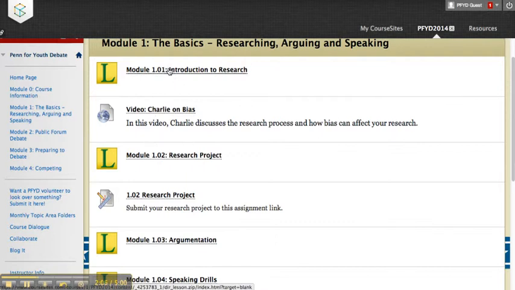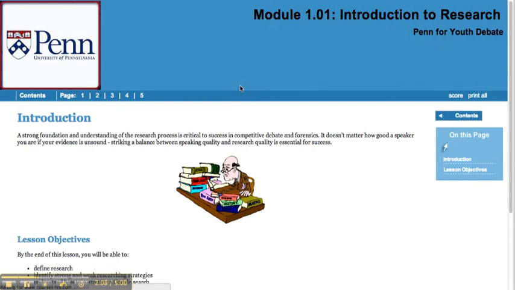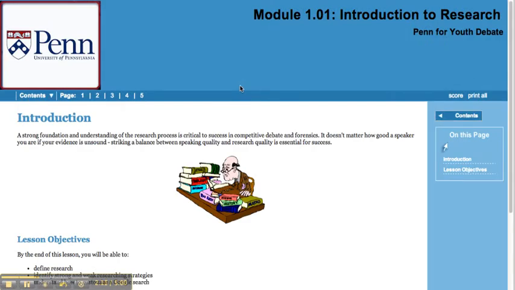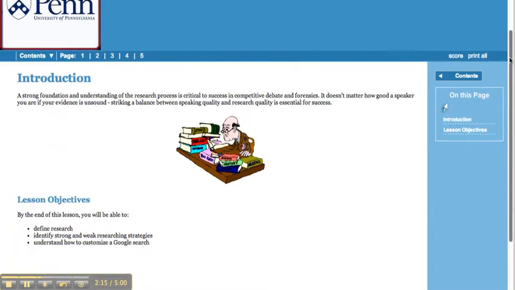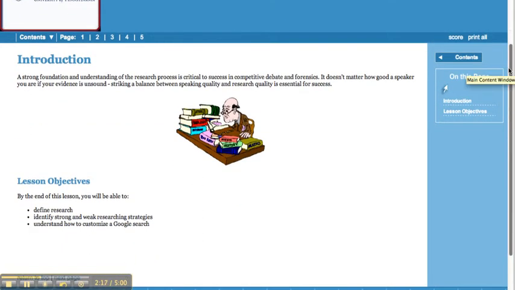So just to get an idea of what a sample lesson looks like. This is the very first lesson in Module 1, and it has to do with research. Each lesson is split up into very distinct parts. On the very first page of each lesson, you have an introduction and lesson objectives. The introduction sets the tone for what's about to happen, and the lesson objectives set the goals for what students should be able to know and understand by the end of the lesson.